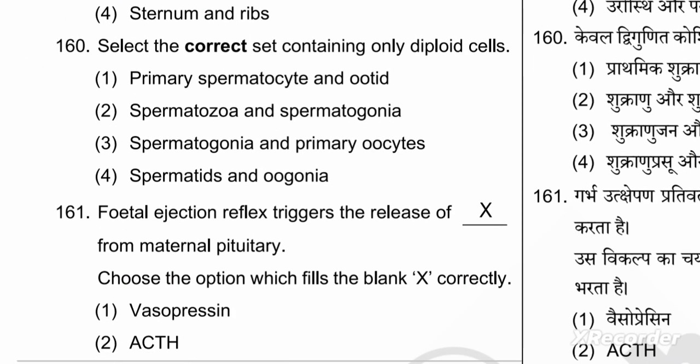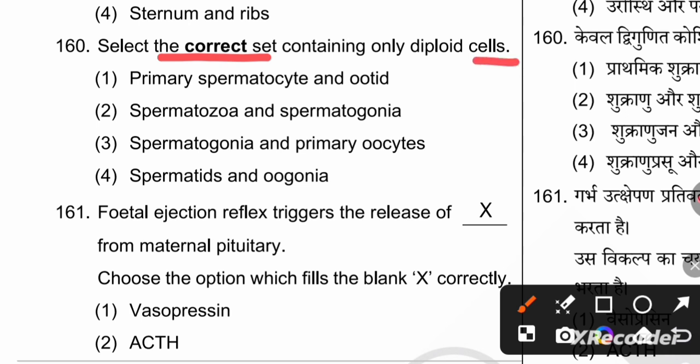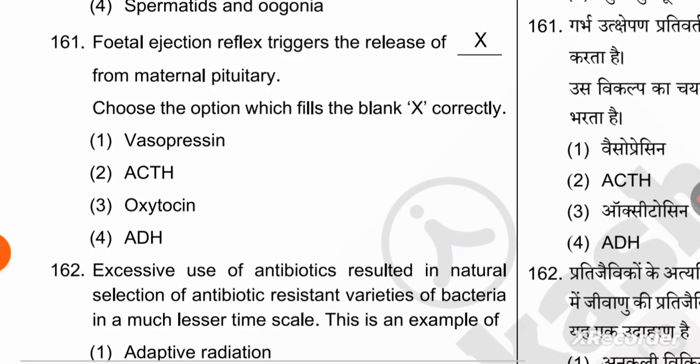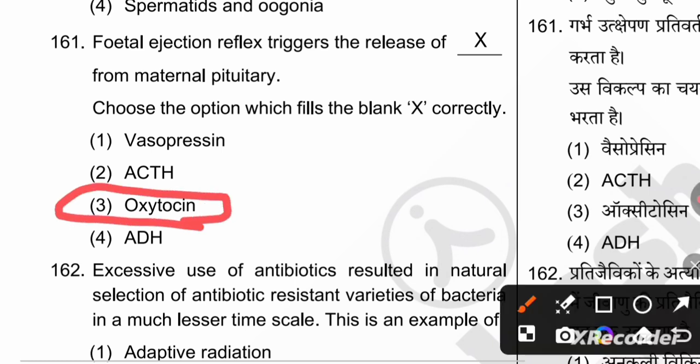160th question, select the correct set containing only diploid cells. The diploid cells during spermatogenesis and oogenesis we can find in spermatogonia and primary oocyte. These two are diploid and the remaining are haploid. Let us go to the next one. Fetal ejection reflex triggers release of X hormone from maternal pituitary gland. So the X is oxytocin. During that fetal ejection reflex, oxytocin hormone is going to be released.